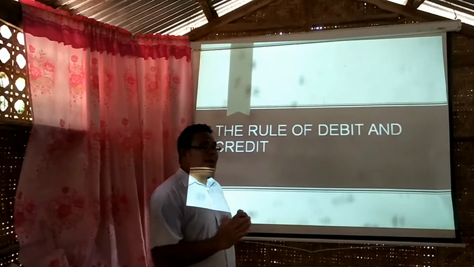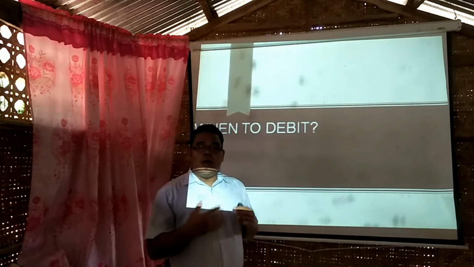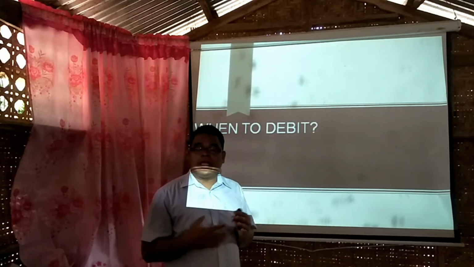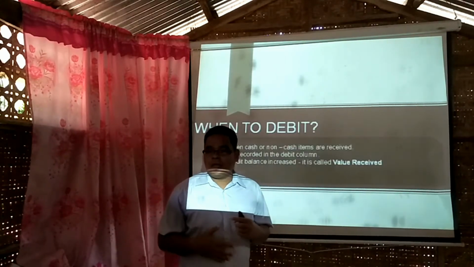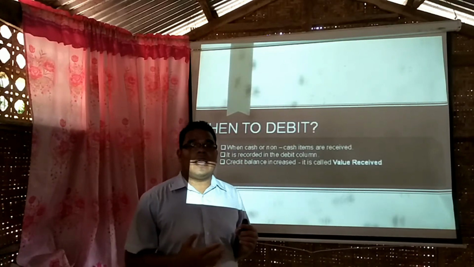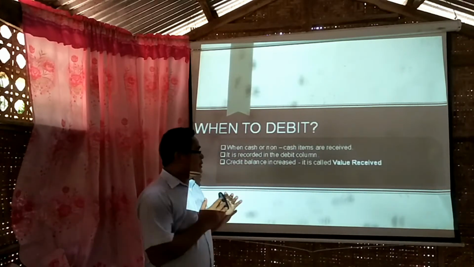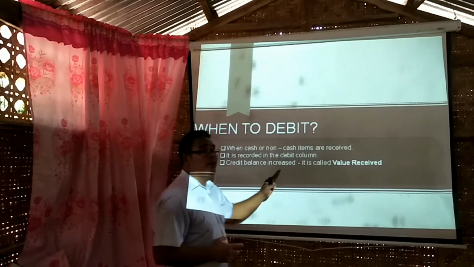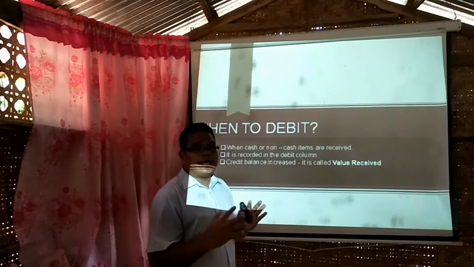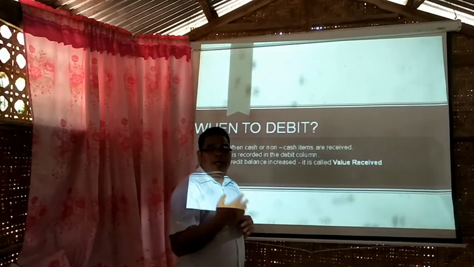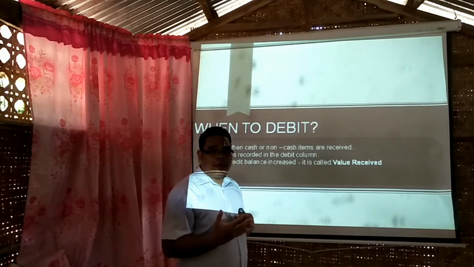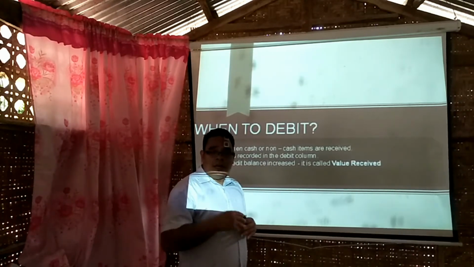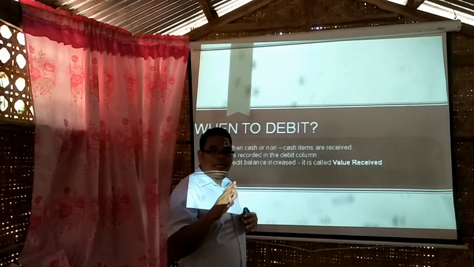The rule of debit and credit is actually about when you can say that a transaction is a debit. When we talk about debit, it is when cash or non-cash items are received. It is recorded in the debit column. It is also where the credit balance increases. It is called the value received. Meaning, the value you receive is a debit. The value received is called a debit. That is the most important thing.